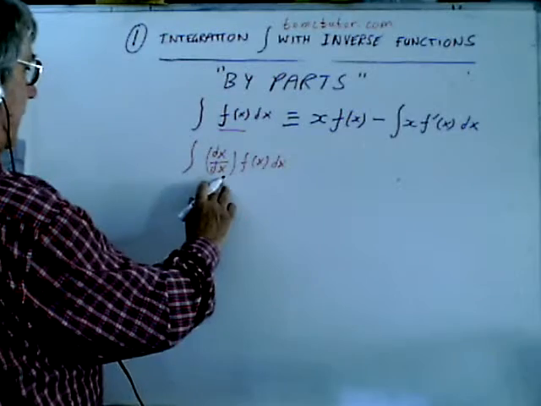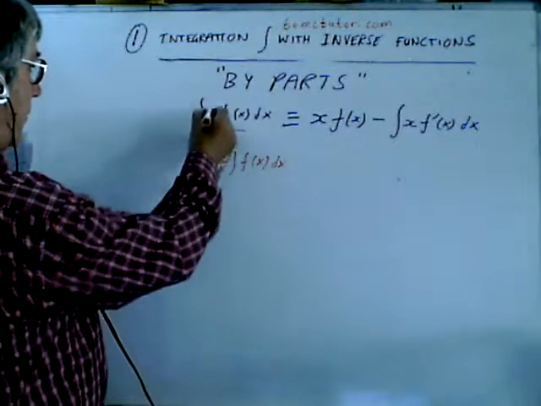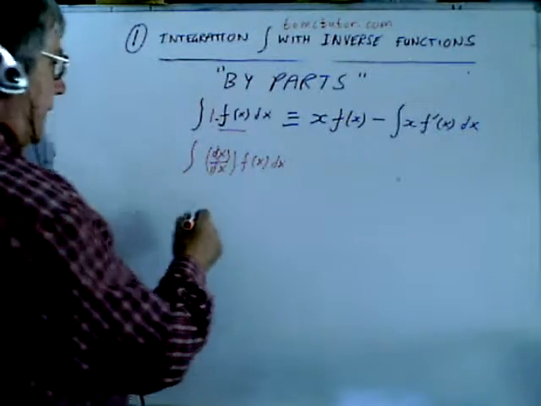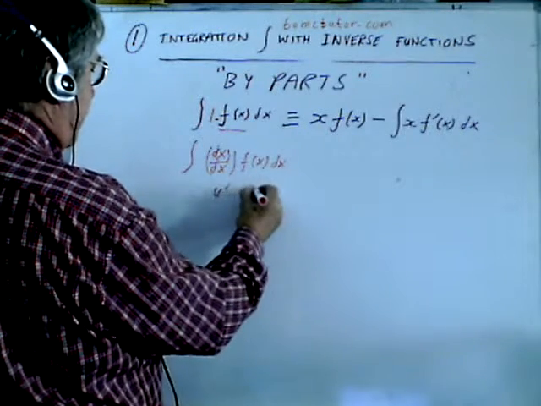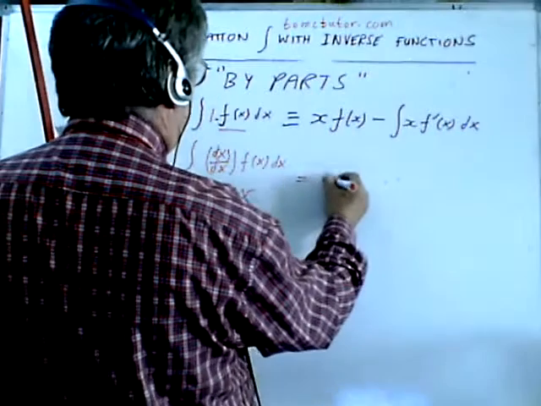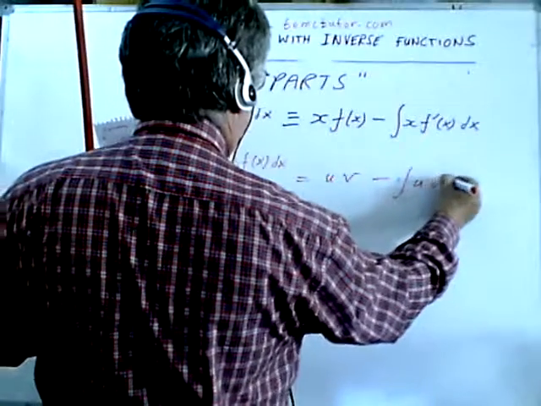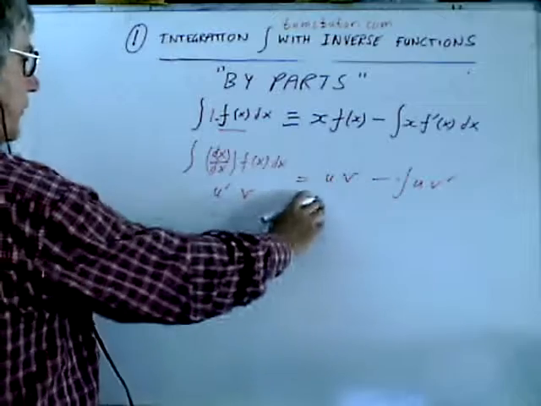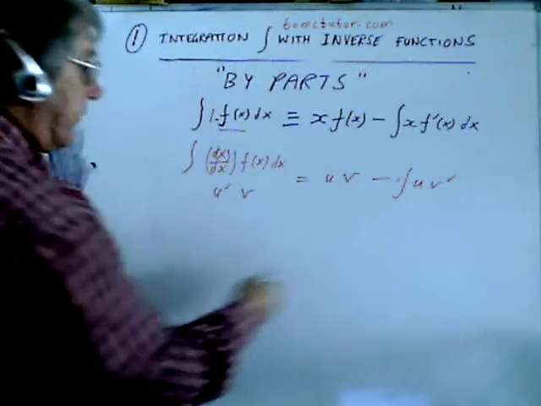Okay, so that's a differential of x itself, which is obviously just 1. So you might have seen this as u dash v or something like that. And over here I'm writing that as uv minus the integral of uv dash. And this concept comes from if I differentiate both sides.